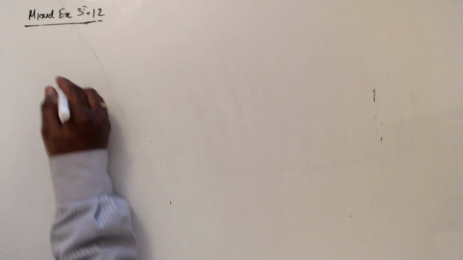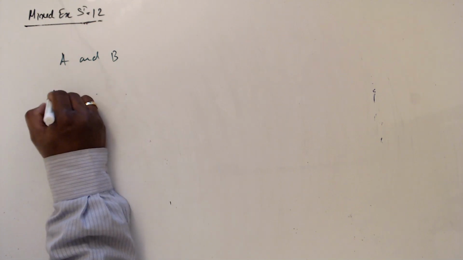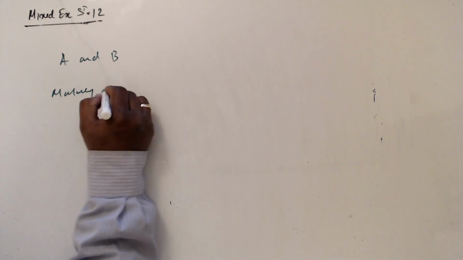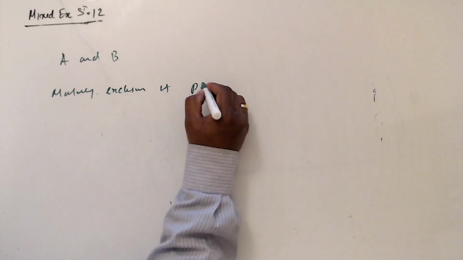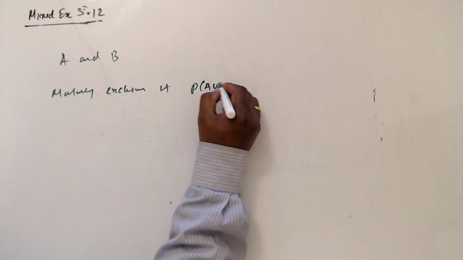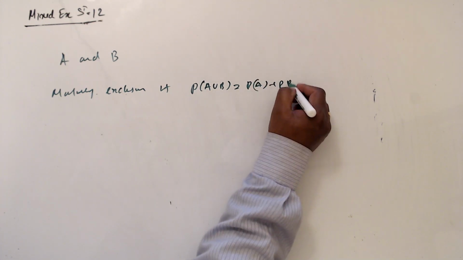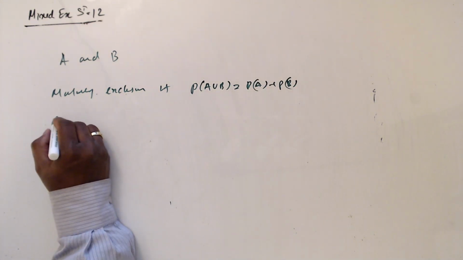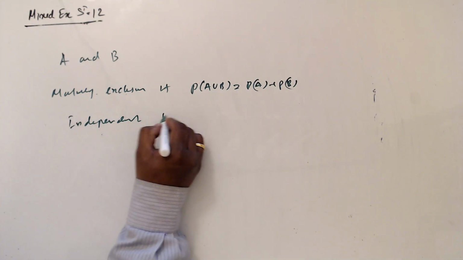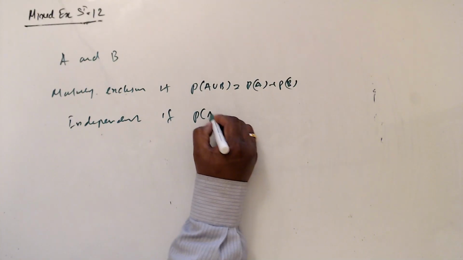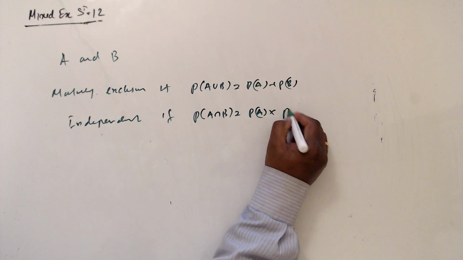Finally, if we have two events A and B, mutually exclusive, then P(A union B) is P(A) plus P(B), and independent if P(A intersection B) is P(A) times P(B).